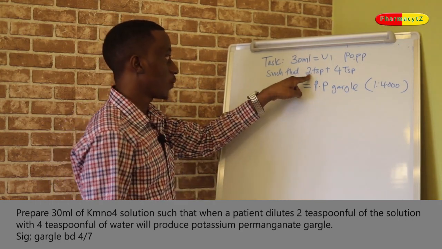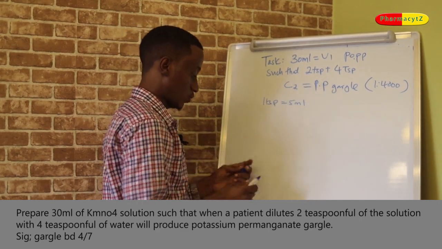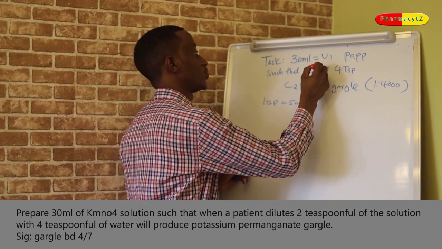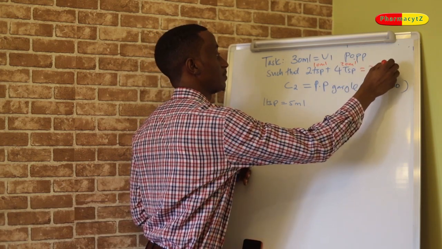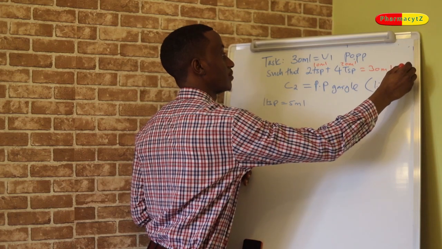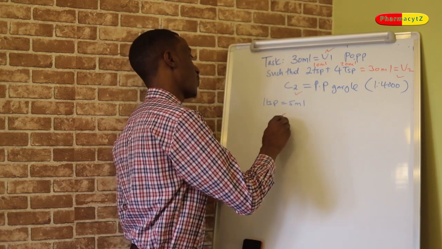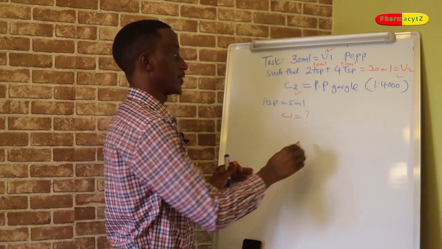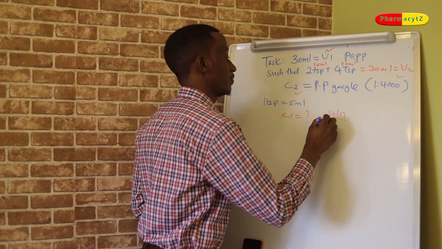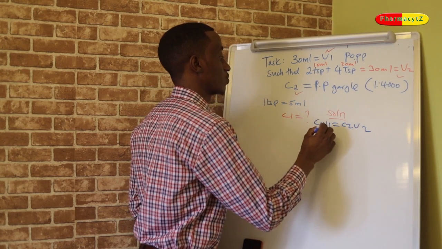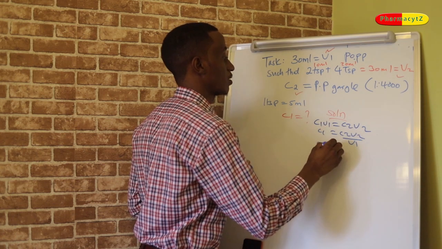Okay. So 1 teaspoonful is equivalent to 5 ml. So 2 teaspoons are equivalent to 10 ml and 4 are equivalent to 20 ml, making a total of 30 ml. Then that is volume 2. So we have volume 1, volume 2, and concentration 2. What is required here is concentration 1. Okay, the solution, concentration 1, V1 is equal to concentration 2, V2. So concentration 1 means concentration 2, V2 over V1.